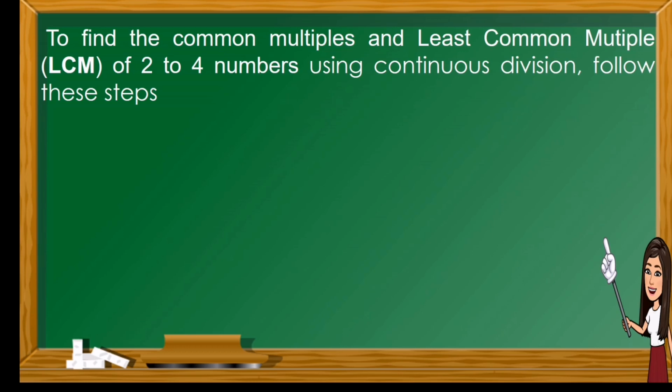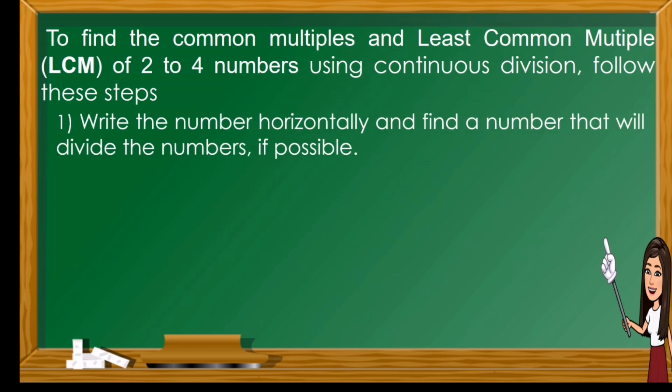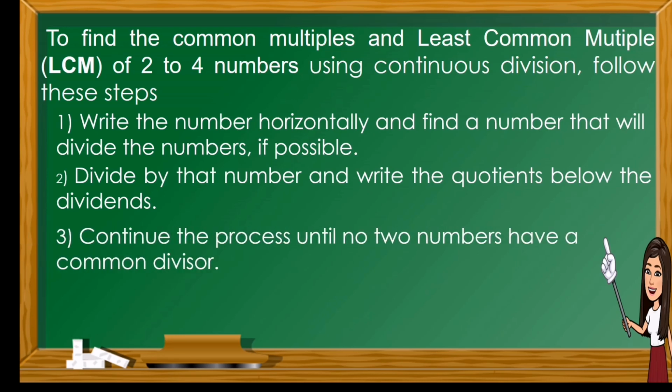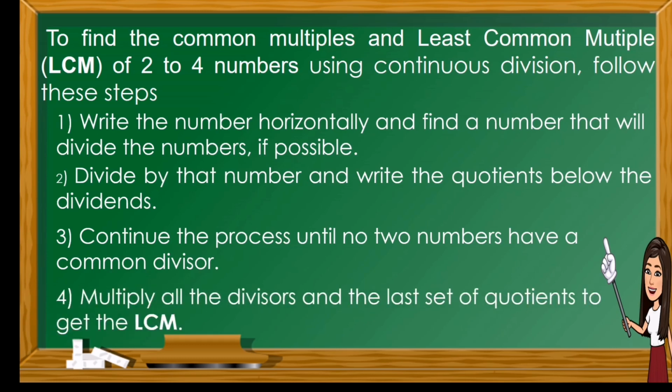Based on the given examples, to find the common multiples and least common multiple or LCM of 2 to 4 numbers using continuous division, follow these steps. Number 1, write the numbers horizontally and find a number that will divide the numbers if possible. Number 2, divide the numbers and write the quotients below the dividends. Then, number 3, continue the process until no two numbers have a common divisor. And finally, multiply all the divisors and the last set of quotients to get the LCM.